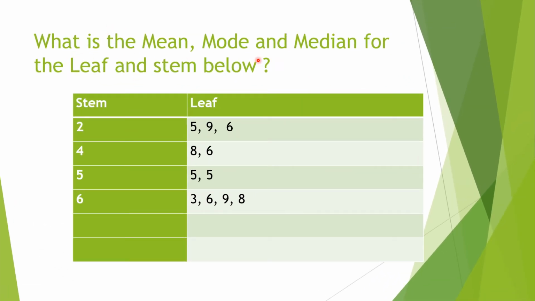What is the mean, mode, and median for the leaf and stem below? Good. So we get the stem here and the leaf here, just like how we had them before. But what we have to do now is the reverse. We get the stem and the leaf. Now we are supposed to put them in numbers so that we can do the necessary mathematics or arithmetic that we need to do with them.